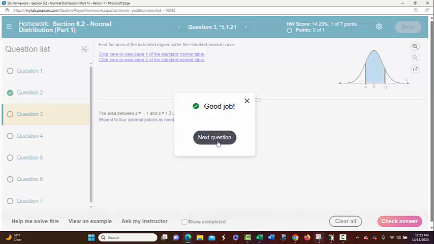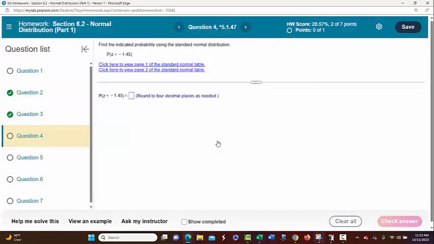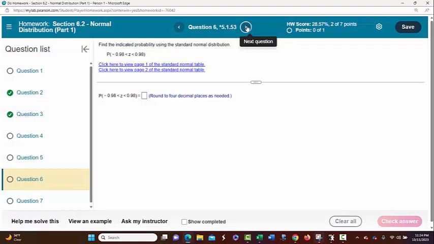Excellent. Now the next three questions are the same thing. They're just asking them as probability, so I'm going to skip these three. The first one's just the area left. Next one's area right. Next one is area between. So those three would be done exactly the same way as the first three.